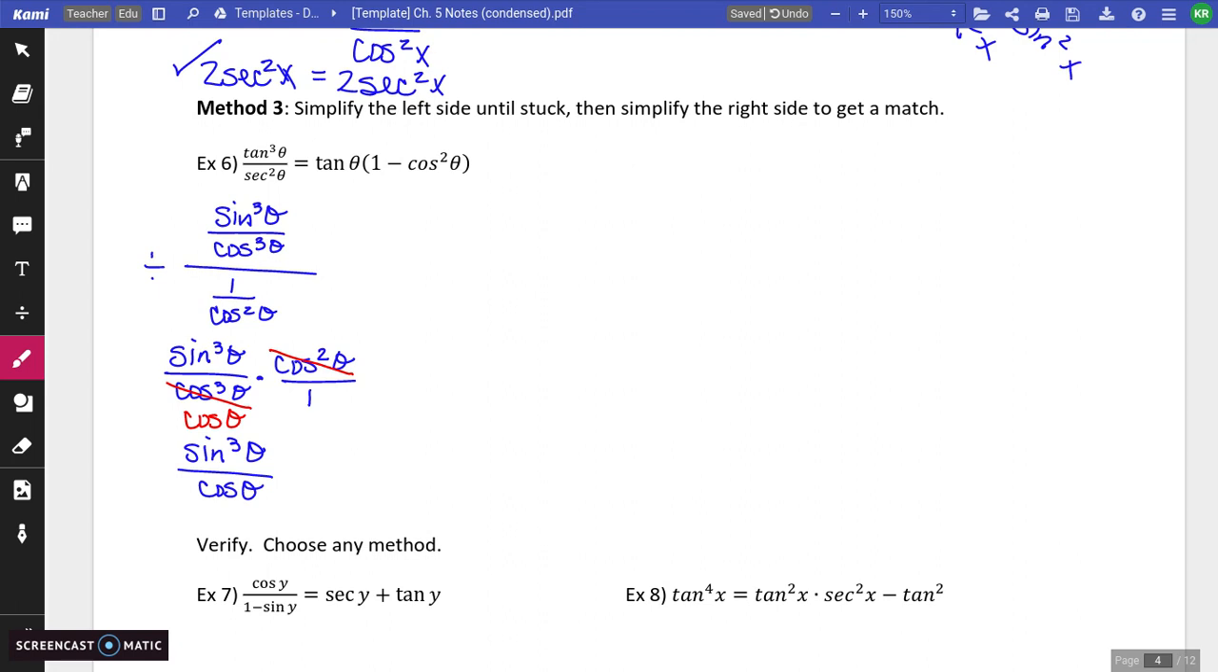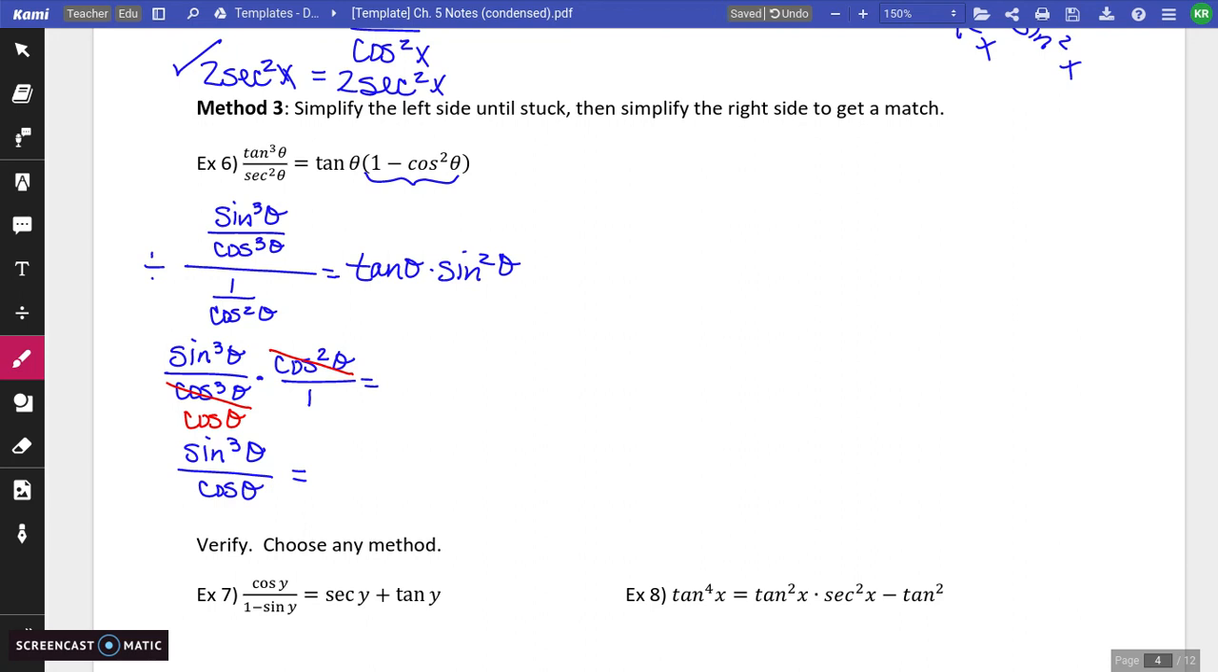Well, it might be that you're not sure where to go after that. I do see a couple things I could do and keep going, but maybe I'll work on the right side. So if I work on the right side, I have a tangent, and then I have this 1 minus cosine squared. Well, right off, this 1 minus cosine squared reminds me of the Pythagorean identity. So I can go tangent of theta times sine squared of theta.